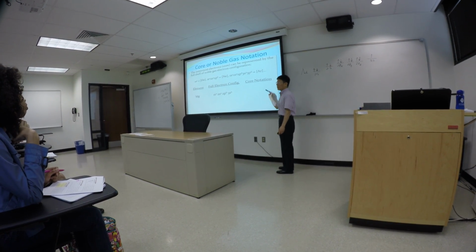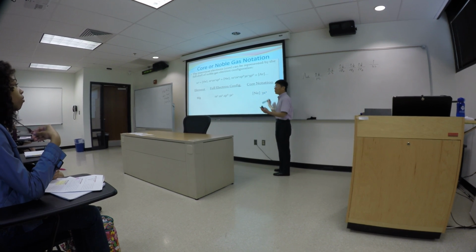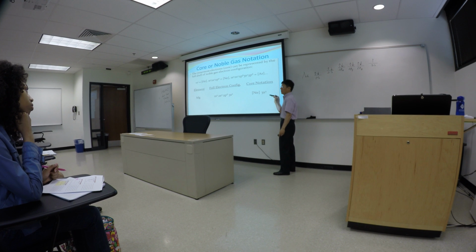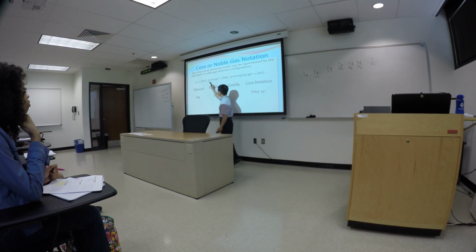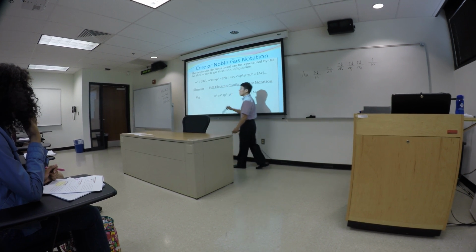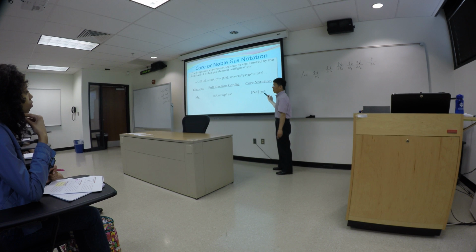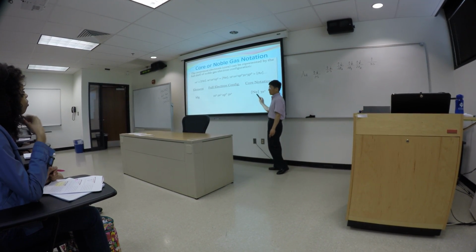Let's use a core notation or noble gas notation. Let's just put neon in a bracket and then put 3s2 after it. Now the bracket represents this part, which is identical to the first part. This is what we call the valence electron, and this would be the core electron.